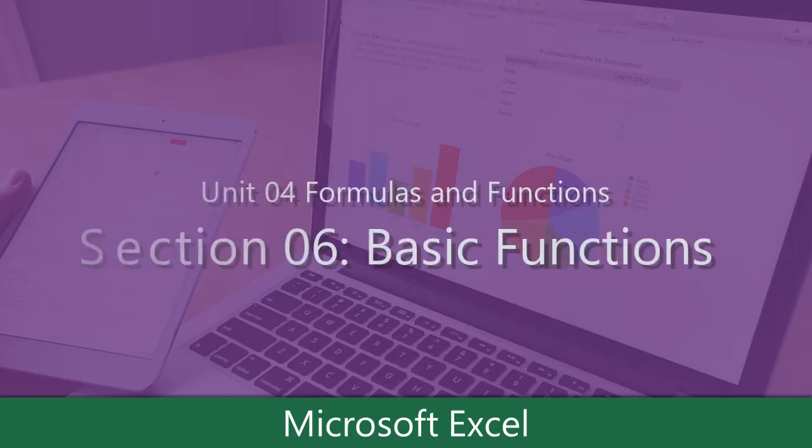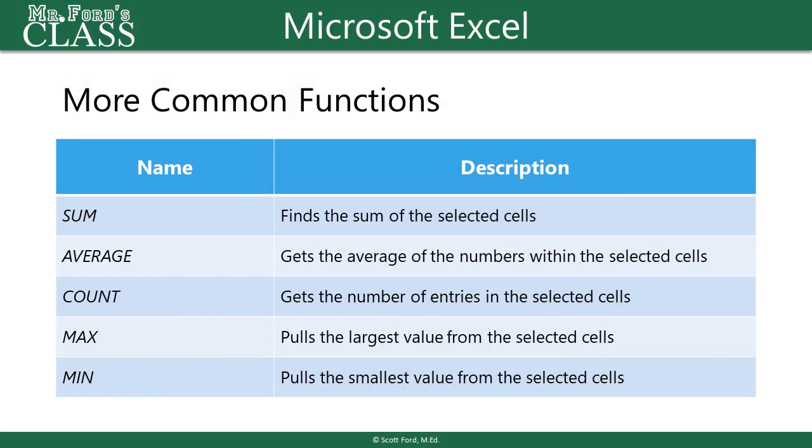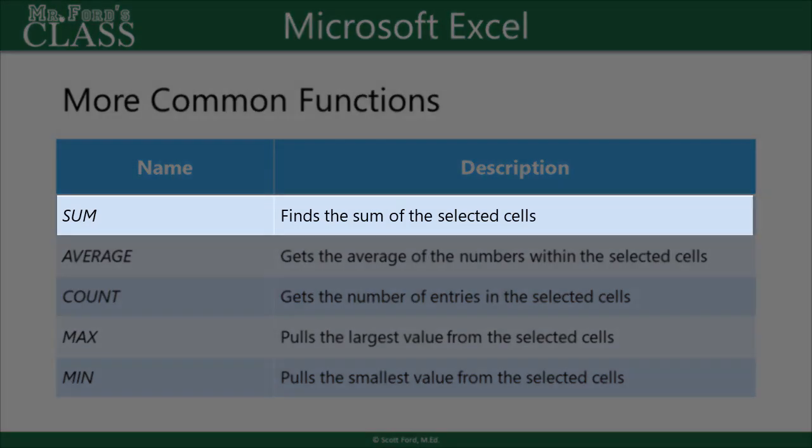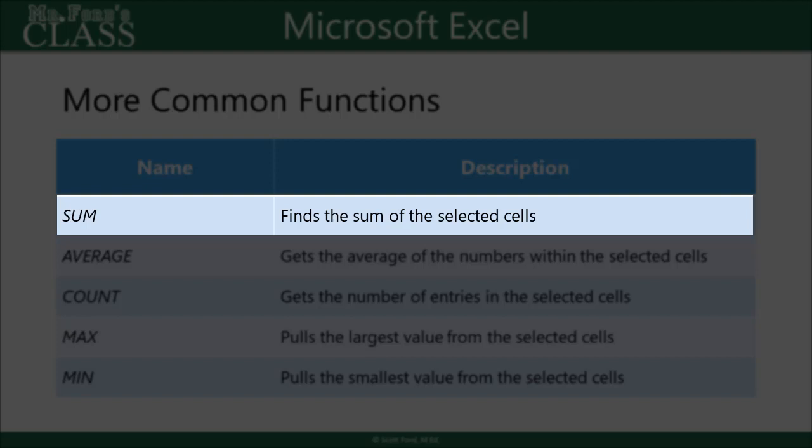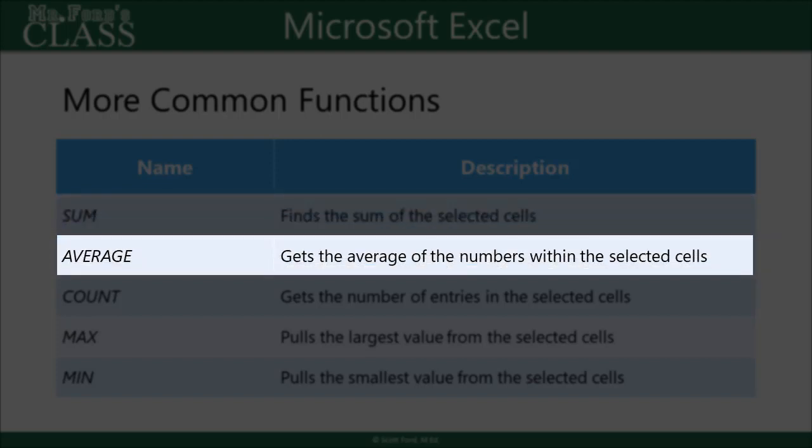Building off the last two videos, we're now going to cover some basic functions. And there are 5 functions you definitely need to know for the Microsoft certification exam. You need to know sum, which is going to find the sum of the selected cells. You need to know average, which gets the average of the numbers within the selected cells.